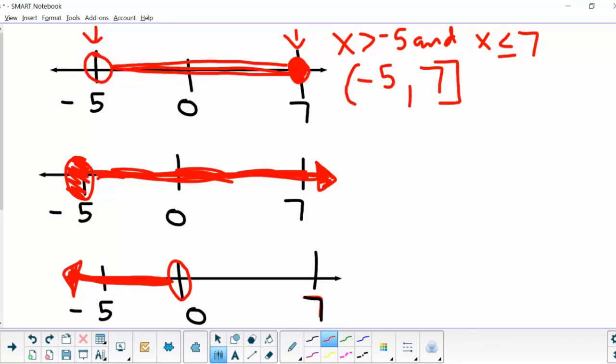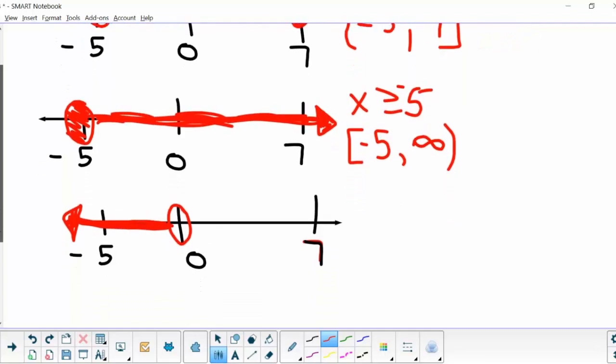So for the next one, notice we have negative 5 in a closed circle, and it goes on forever. So in inequality form, that would be x is greater than or equal to negative 5, right? So that means it goes on forever. Now, if we want to write interval notation, we're going to start at negative 5, and I put a square bracket because the circle is closed. And this goes on forever, so I put infinity. Remember, parenthesis only by infinity. We don't want brackets on infinity or negative infinity.